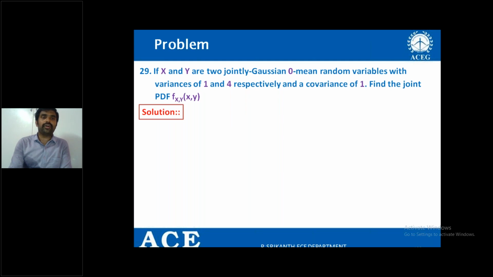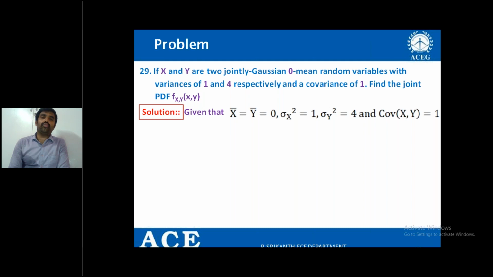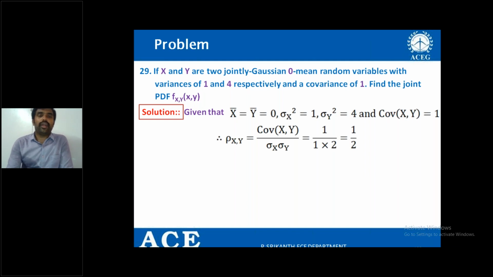So if I substitute the given data, what is the given data? X bar equal to y bar equal to 0. Sigma x square is 1. Sigma y square is 4. Covariance of x,y is 1, right? So here, rho xy, the formula for rho is Cxy, or covariance of x,y, by sigma x sigma y. That is 1 by 1 into 2, or 1 by 2, is the rho value.